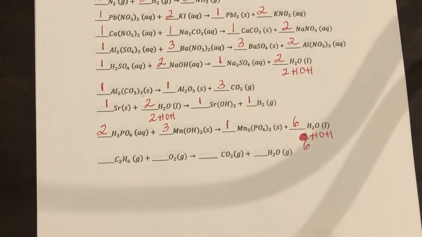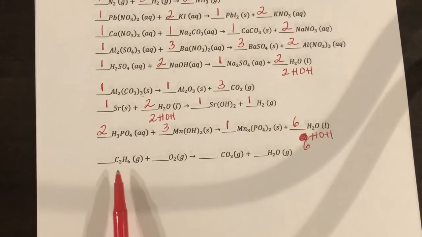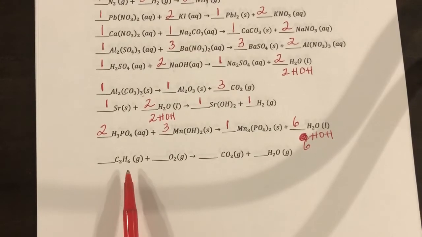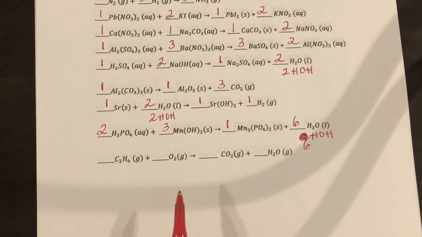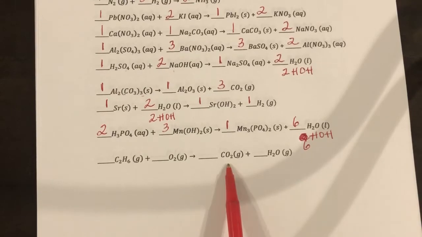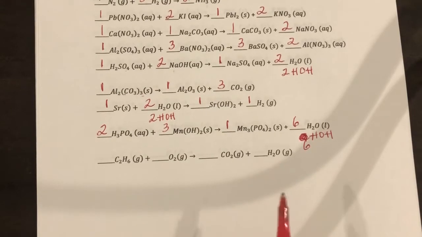Now, this is a special type of equation. It's called a combustion equation, and we're going to learn about it. The word combustion means that something's going to burn. Fancy word for burning. Now, you know it's a combustion equation when you have a hydrocarbon, which means it has carbon and hydrogen in it, plus oxygen. That always gives you carbon dioxide and water.